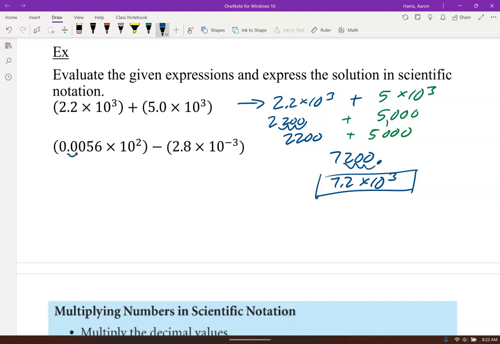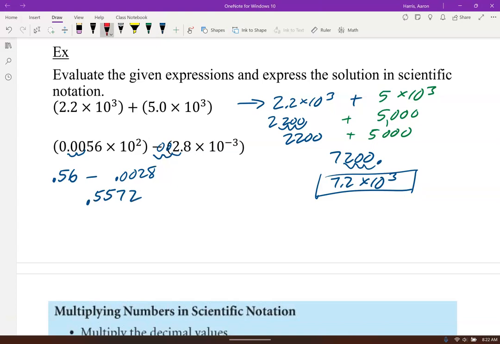0.0056 times 10 squared, so 0.56, minus 2.8 times 10 to the negative 3, would be 0.0028. So then we take 0.56 minus 0.0028. You can just punch that in. You get 0.5572.